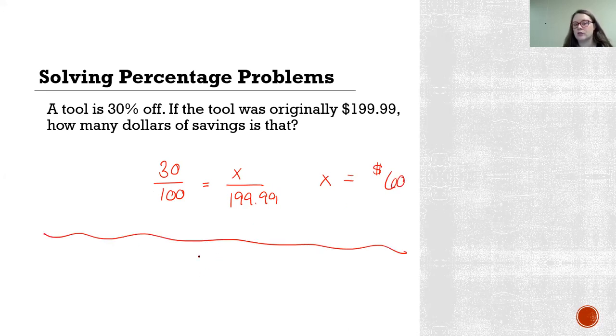The other way you could have solved that was you could have said, well, we have $199.99. We multiply by our percent as a decimal. So 0.30, and that will give you 60 as well. Okay, so you have two different methods in order to get to exactly the same solution. Both of them should work.